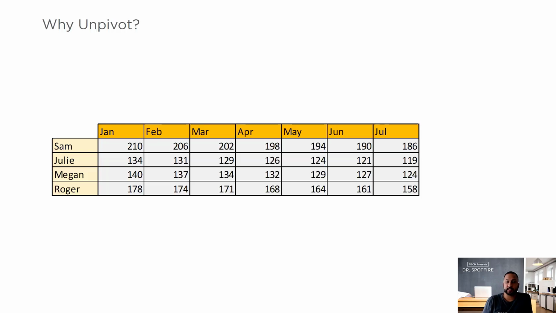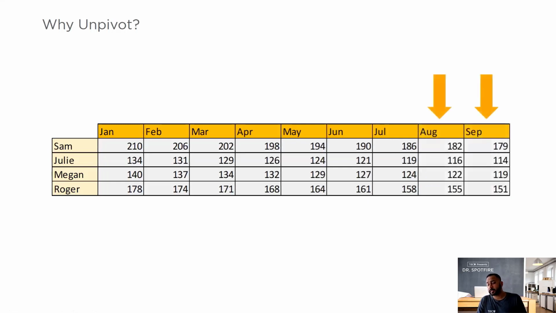So you might see something like this in Excel, and this is very easy to read. I can see what everyone's weight in January was. I can see what Sam's weight was over time. It's very easy to read this. But the problem is, what happens when I need August or September? I got to add new columns. And if you remember in Spotfire, when we were using column selectors and we were looking at the clean data set, adding a new column is going to change your visualizations.